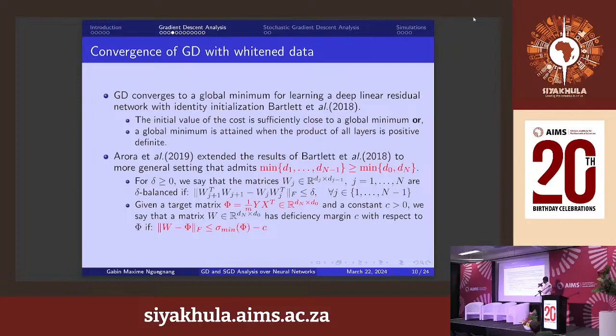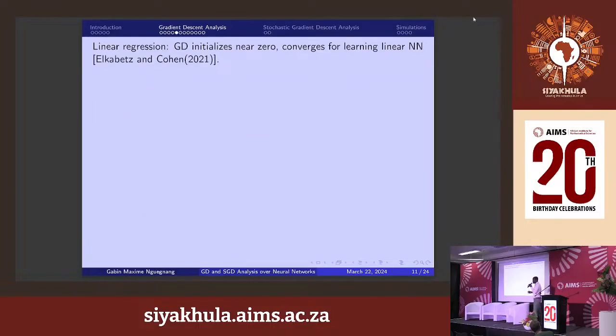And they also measure how far the weights of the matrix deviate from being exactly balanced. They call it delta balance. So when they say the weights of a network are delta balanced, they mean this inequality holds. With this initialization, and with whitened data, they were able to prove that gradient descent will converge to a global minimizer. As I said, this condition is very strong and would exclude some important models like the autoencoder. We will see later on how our result complements this result.